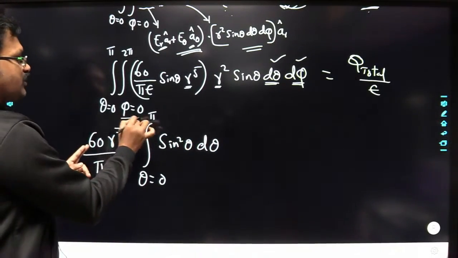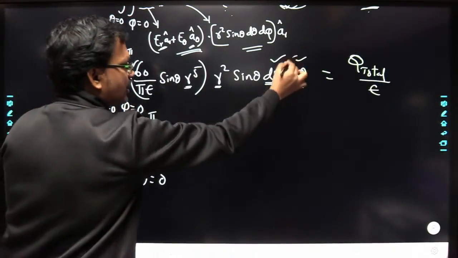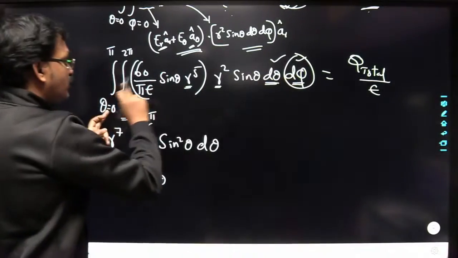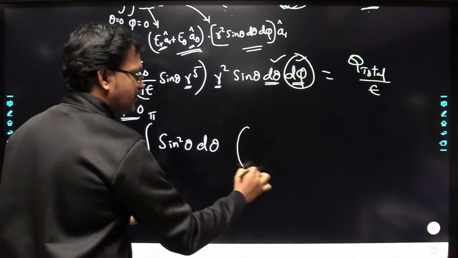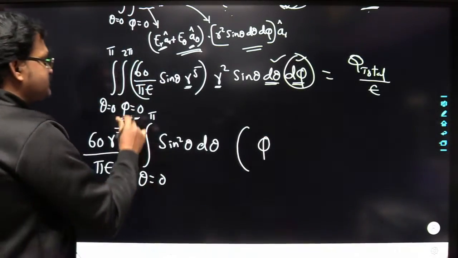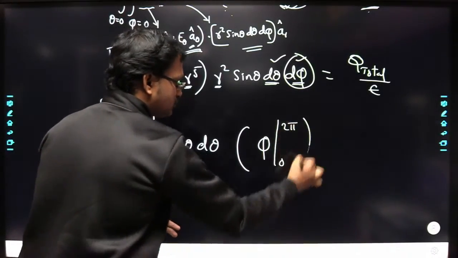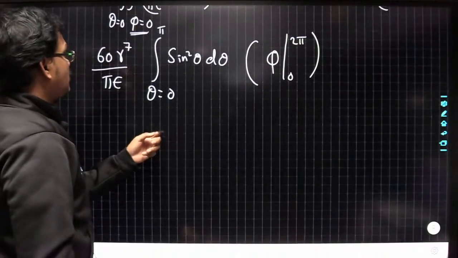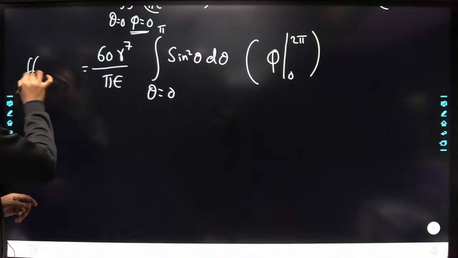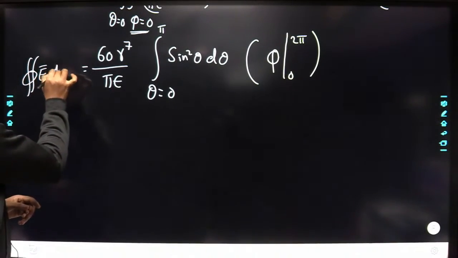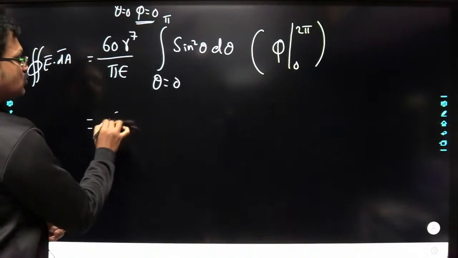Next, what is left out here? Integration with respect to phi. So the integral of d phi is nothing but phi, and its range is from 0 to 2 pi. Okay, so now this is nothing but the electric flux that is leaving the closed surface. So this is equal to what you will get here.